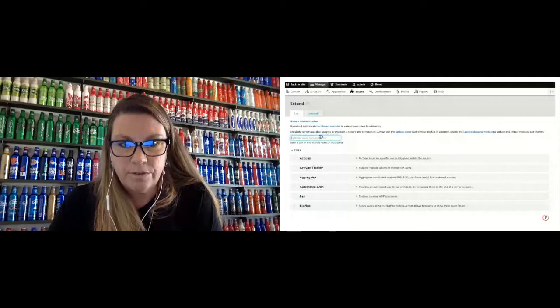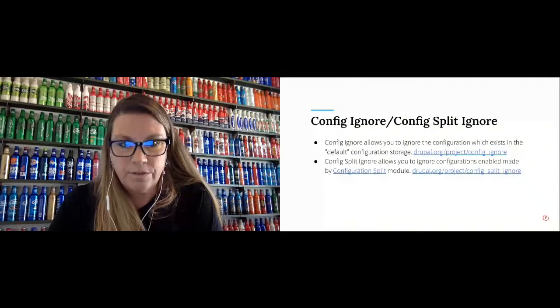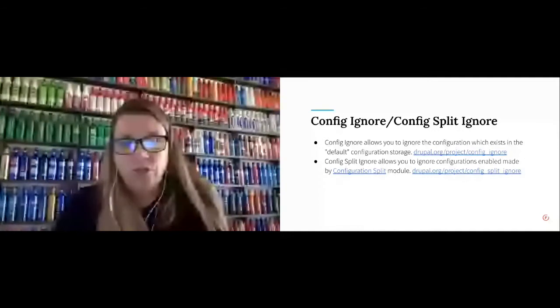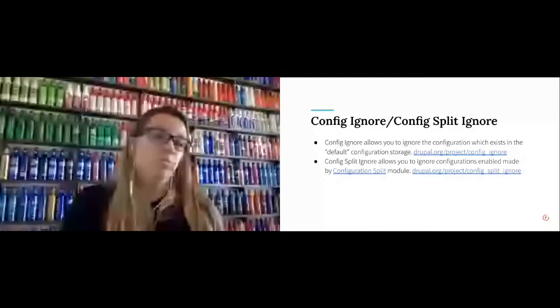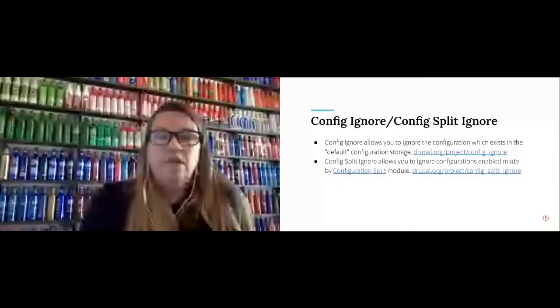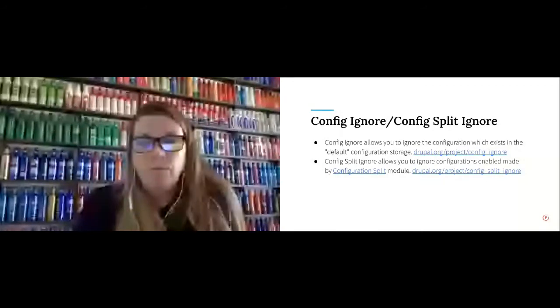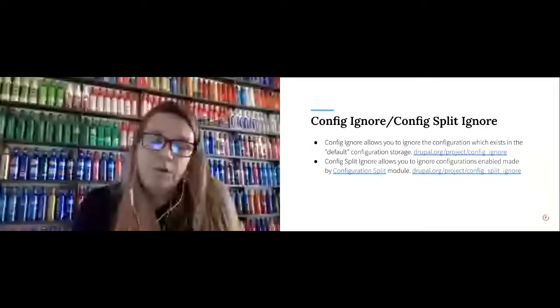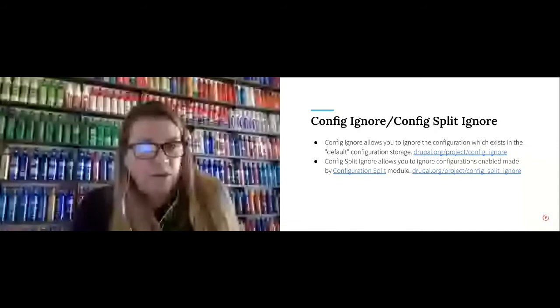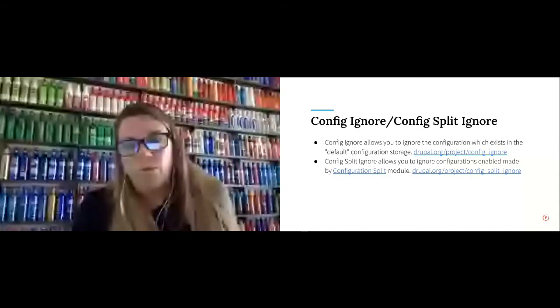environment is a config ignore, config split ignore. The config ignore allows you to ignore configurations that might exist in the default configuration. This is actually a good idea to do for things that your client might want to change on a regular basis. I've found that config ignore is good for web forms, because the actual building of the web forms is stored as configuration. So if you're editing web forms or adding new web forms, that affects the configuration. So I typically will do an ignore on that.